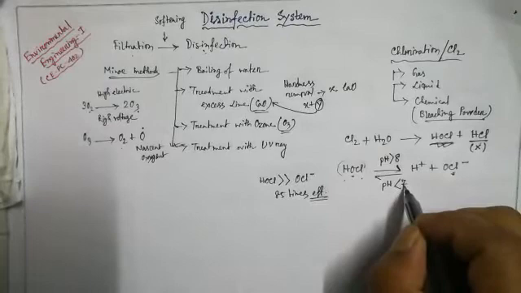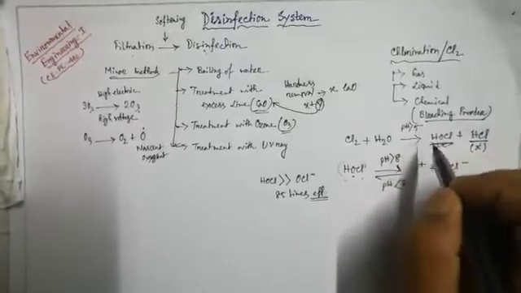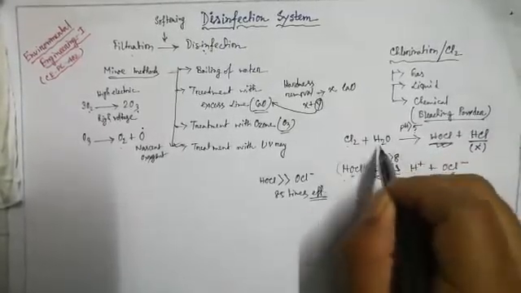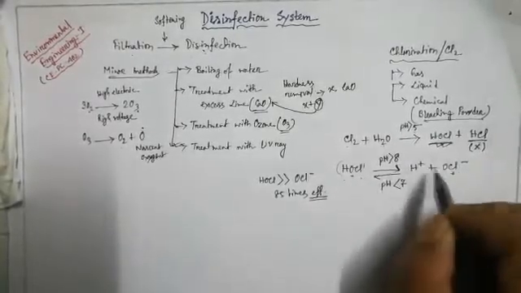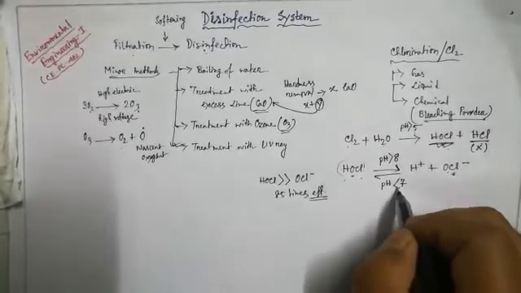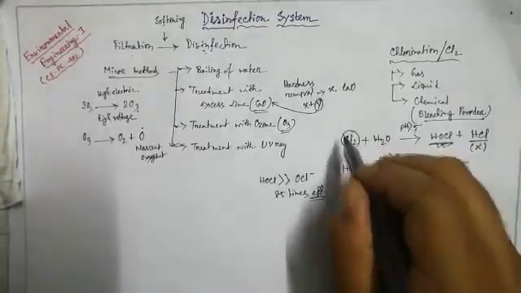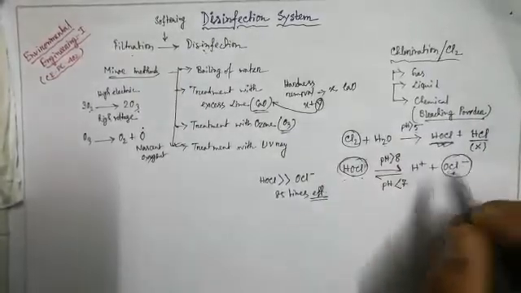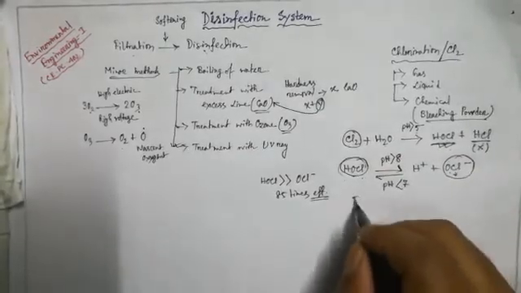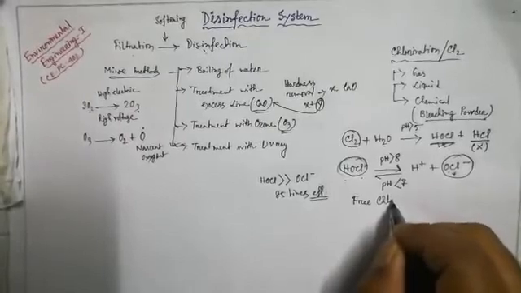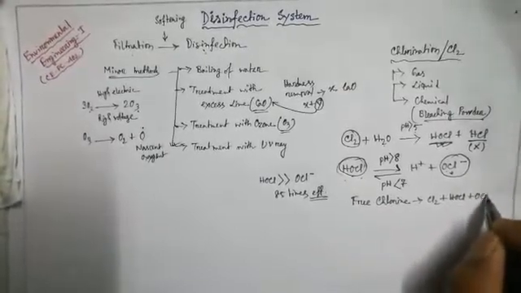So always try to maintain the pH in the proper range. If the pH is greater than 5, chlorine will react with H2O to produce this one. If the pH is greater than 8, then immediately after its production, it will be dissociated into this part. If you can maintain the pH value less than 7, then you will get the maximum portion of HOCl. This combination of Cl2, HOCl and OCl minus is known as free chlorine. Free chlorine means Cl2 plus HOCl plus OCl minus ion.